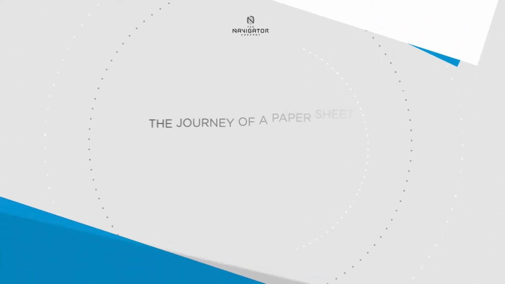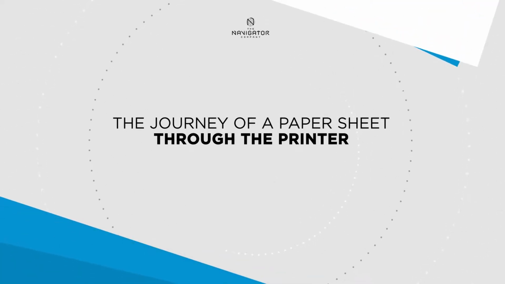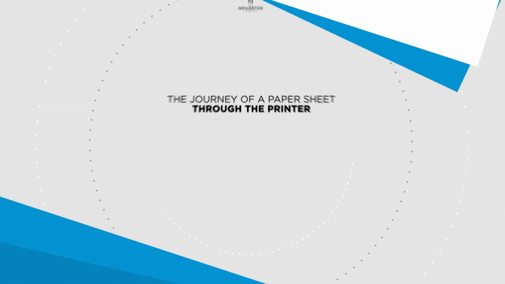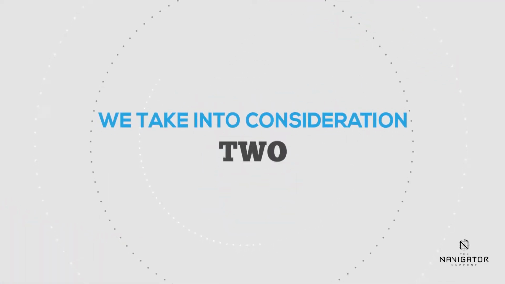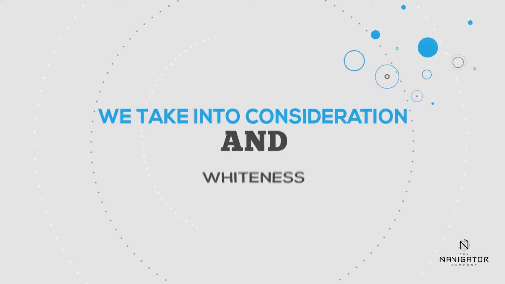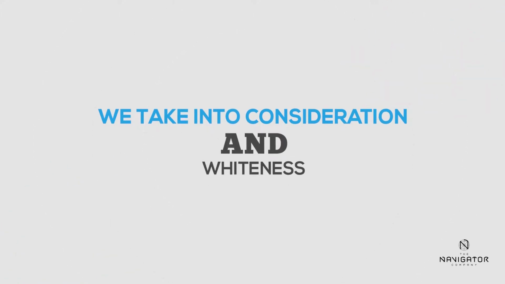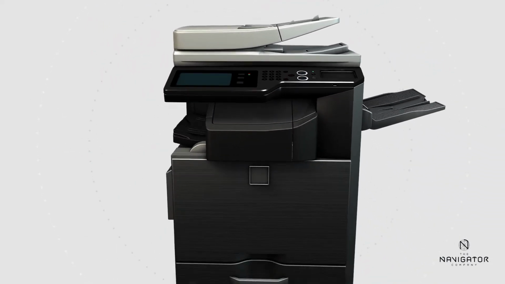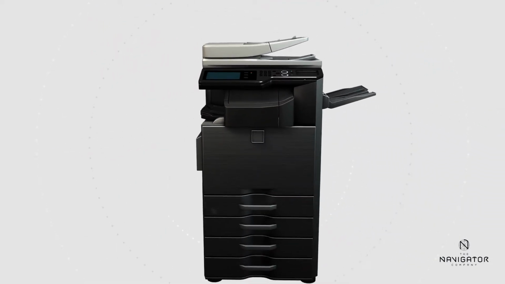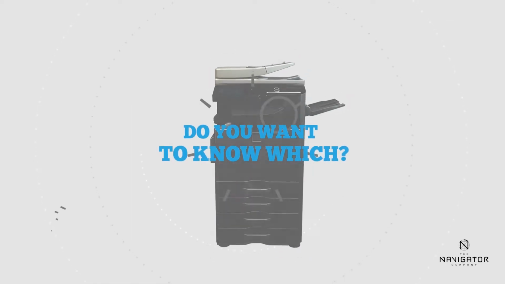We do printing every day in the office, but we don't think about the right way to choose paper very often. Usually when choosing paper, we take into consideration only two parameters: price and whiteness. However, paper has other qualities which affect the appearance of a printout, as well as having trouble-free printing without damaging the equipment. Do you want to know which?